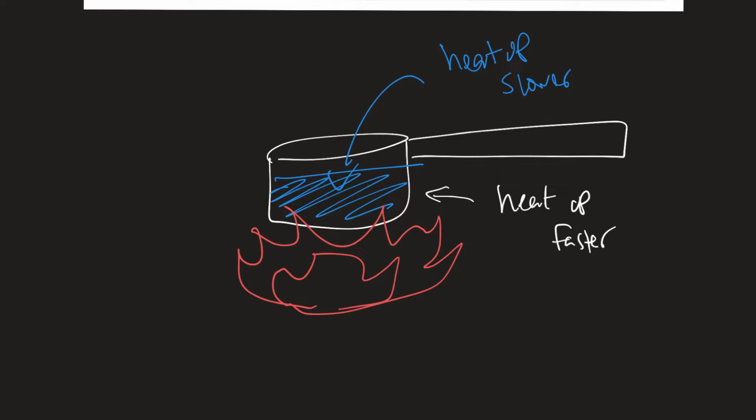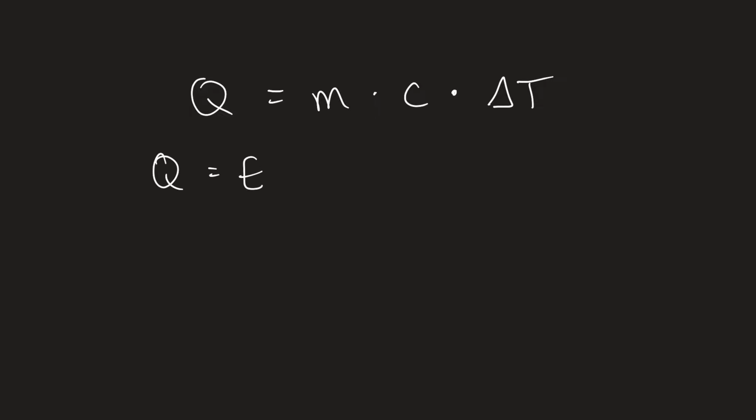Okay, now let's look at this from more of a calculation base. So we could calculate all this using this equation: Q equals M times C times delta T. So let's talk about what each of these mean. All right, so Q is energy, all right? And so your units of energy could either be in joules or calories, one or the other. You just have to pay attention.